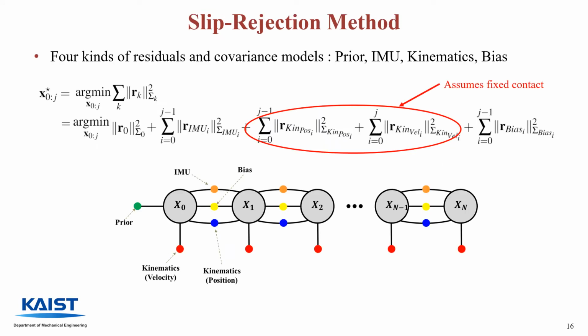Since we talked about the overall procedure of the estimation algorithm, let's go a little bit deeper into the details. For the residuals and covariances, we have a total of 4 kinds of models: prior, IMU, kinematics, and biases, which can be represented as a factor graph model as below. Among these models, the kinematics measurement model assumes that the foot in contact does not move. As we talked about before, this assumption is generally not true due to dynamic contact event situations.